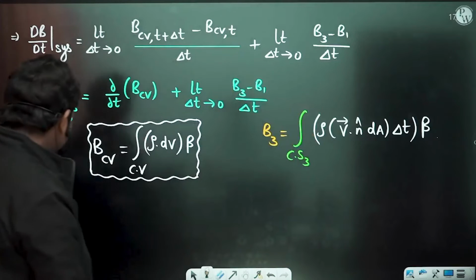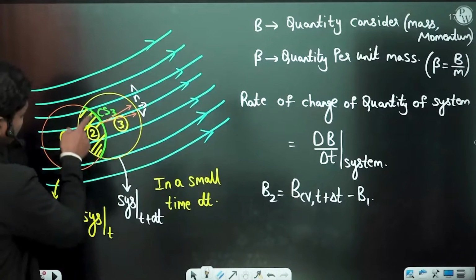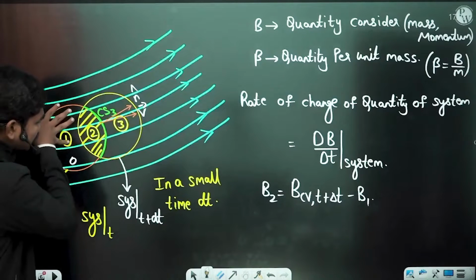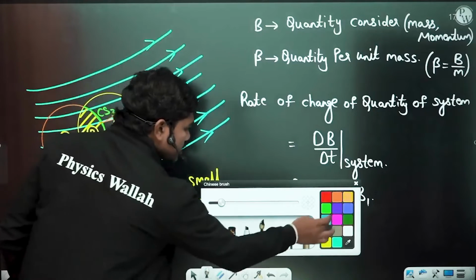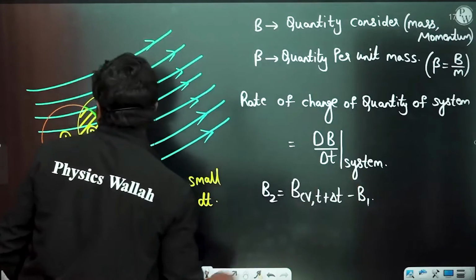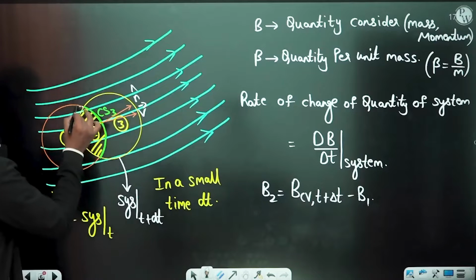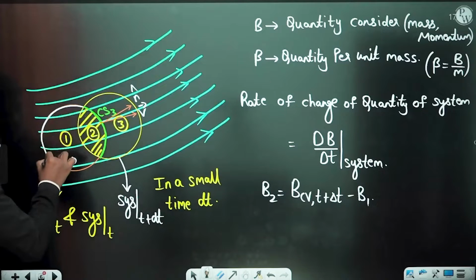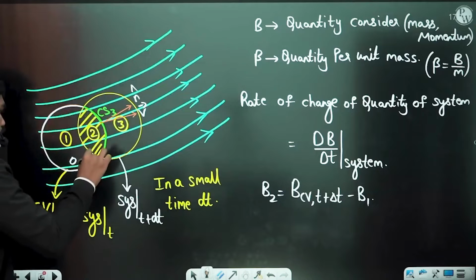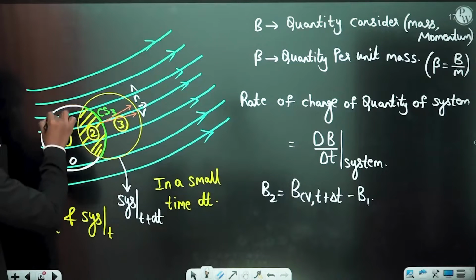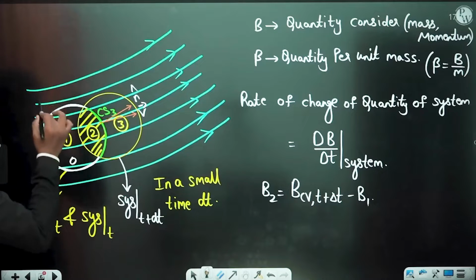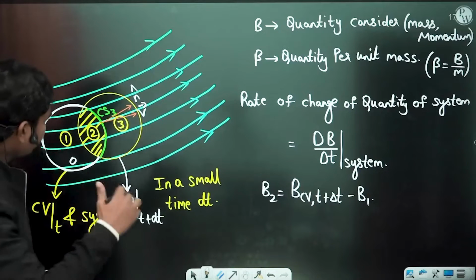Now at the same time, what happens here, whenever some property is actually flowing out through this control surface, then to this control surface 1, which is present here, what's happening? To this control surface 1, some mass is actually flowing in, correct?